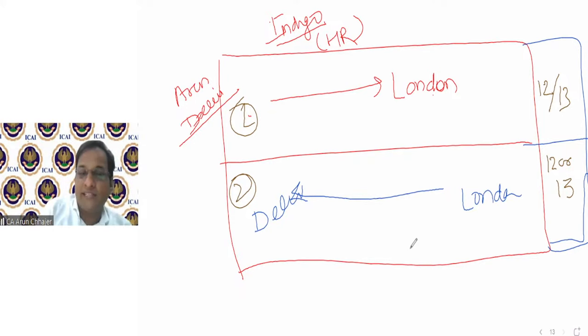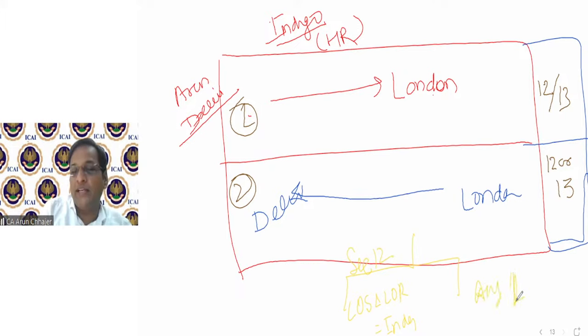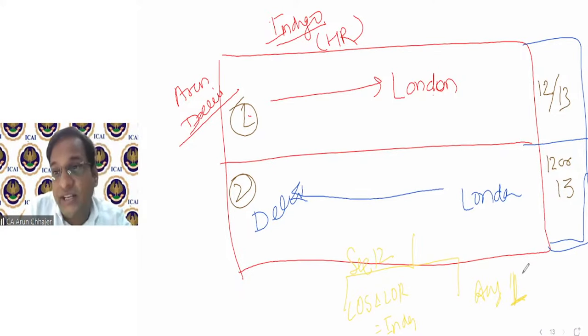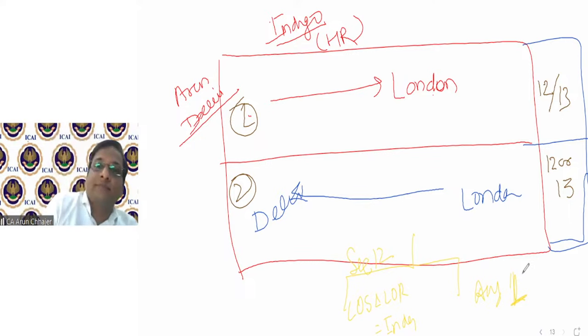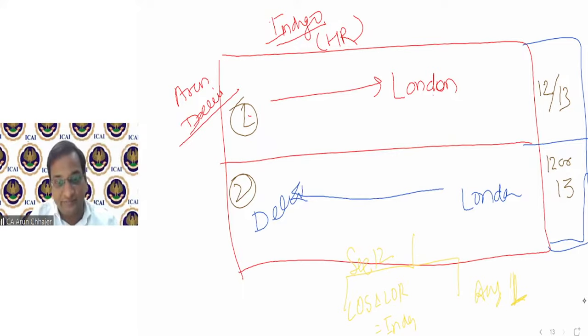What is the difference between section 12 and 13? If the location of supplier and location of recipient both are in India, then section 12. If anyone is outside India, then section 13. Anyone is from outside India, then section 13.